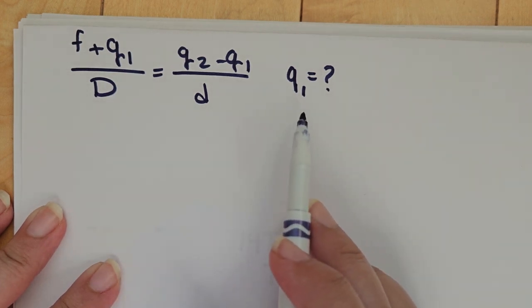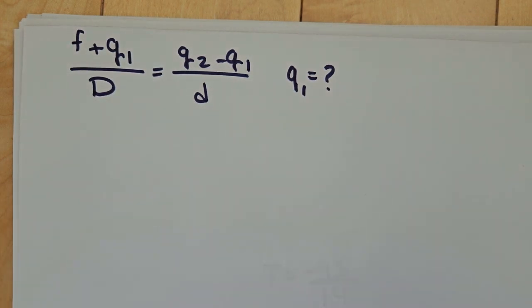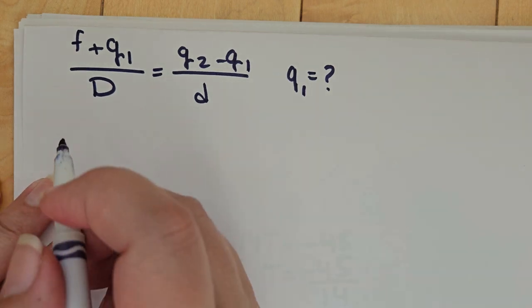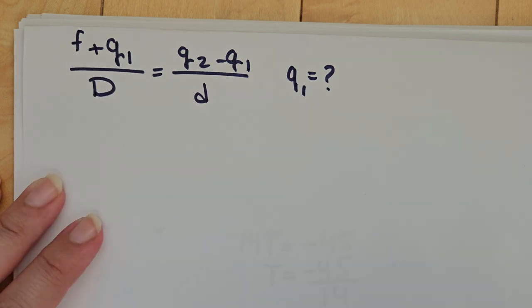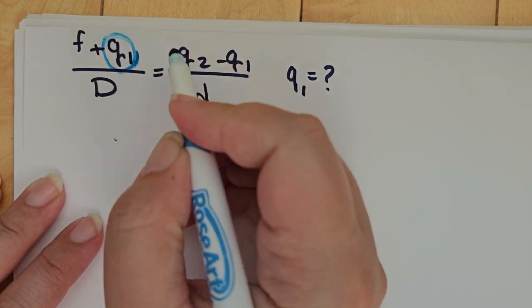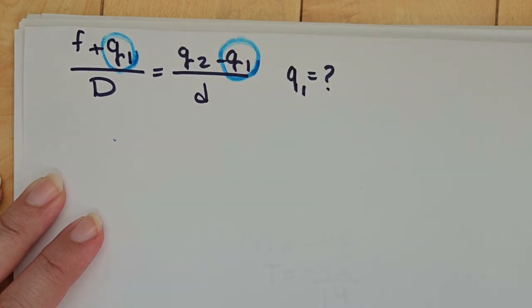Okay, this is the other question. They're asking you to solve for Q1. If you look at this question, you might be terrified because you are not used to seeing four or five different variables. But remember, when they're asking for a particular variable, treat that variable as a variable and look at the rest of the variables as constants. Okay? Treat them as constants. So here, Q1 is the main variable. I treat the rest as constants.